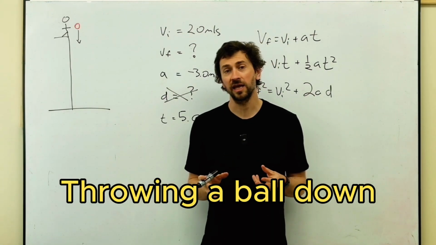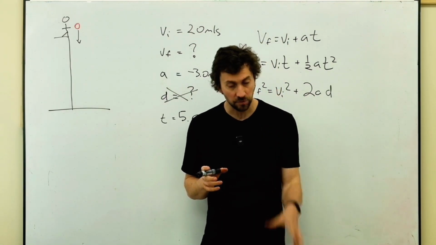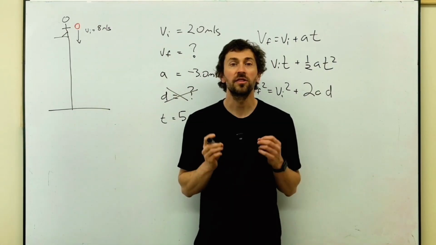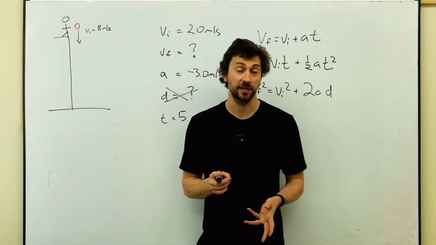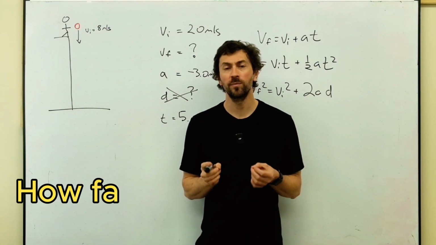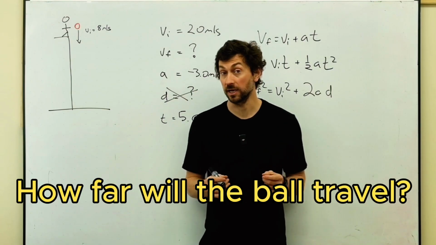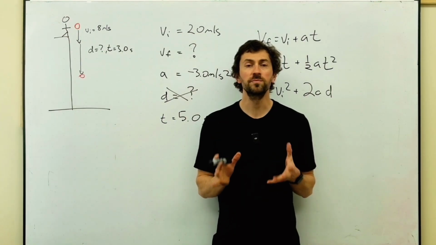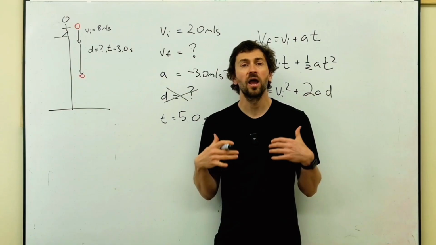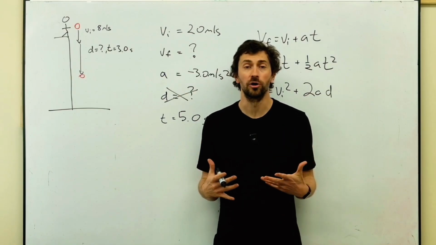Let's do one more example. Let's imagine again the case where somebody is holding a ball and throws it downwards. They throw it down at 8 meters per second. How far will the ball travel in 3 seconds? So for this ball that has an initial velocity, what is the distance that it will go?